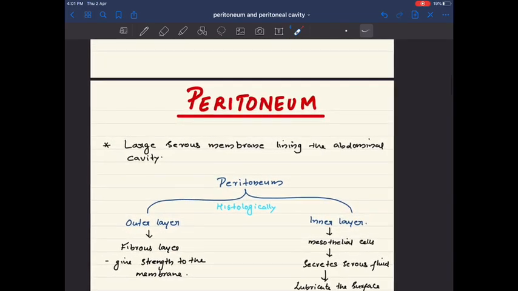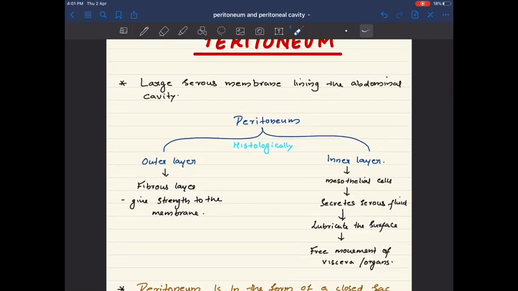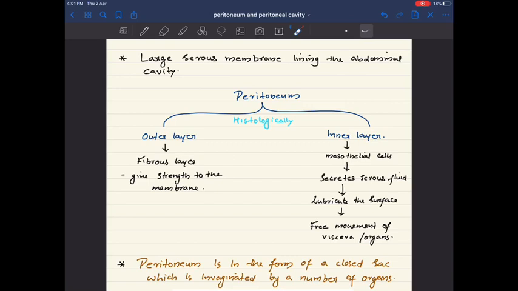So what is peritoneum? Peritoneum is a large serous membrane lining the abdominal cavity, which we have already mentioned. Histologically, that means at the cellular level, how many layers are there for the peritoneum? It has an outer layer and an inner layer. The outer layer is the fibrous layer. The main purpose of this fibrous layer is that it gives strength to this peritoneal membrane.